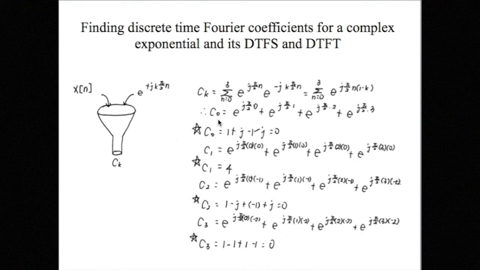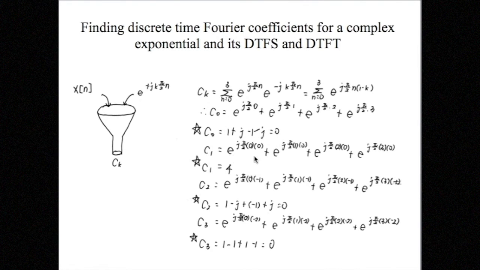When k equals 0, we have c0 equals e to the power of j pi over 2 times 0 times 1 plus e to the power of j pi over 2 times 1 times 1 plus e to the power of j pi over 2 times 2 times 1 plus e to the power of j pi over 2 times 3 times 1. So c0 equals 1 plus j minus 1 minus j equals 0.